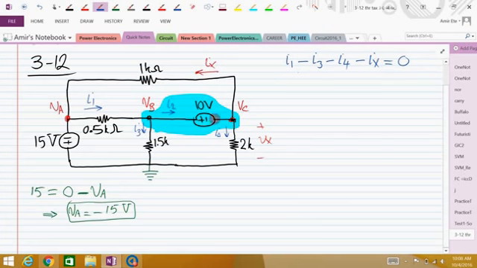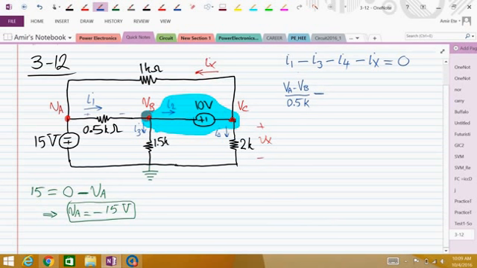The next step would be to express all these currents in terms of node voltages. So I1 is this current going from A to B. Because of this direction, it means the polarity is like this. So the current is VA minus VB over 0.5K.